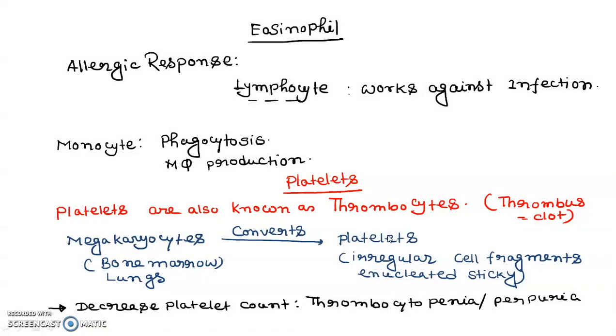Now we come to the platelets. Eosinophil is involved in allergic response. Lymphocytes work against infection. Monocyte is involved in phagocytosis and macrophage production.